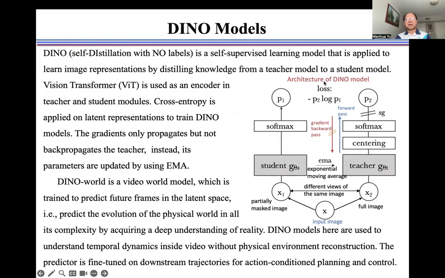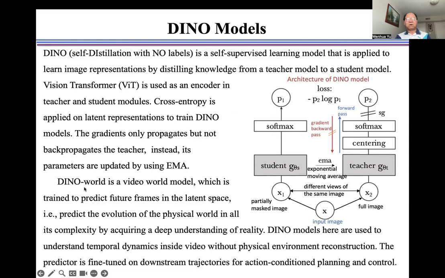As shown here, this is the architecture of a DINO model. There's an input image, this is a full image. This is a partially masked image. This student model, this teacher model. Stop gradient is used in the teacher model. Cross-entropy loss is used to train the DINO model.